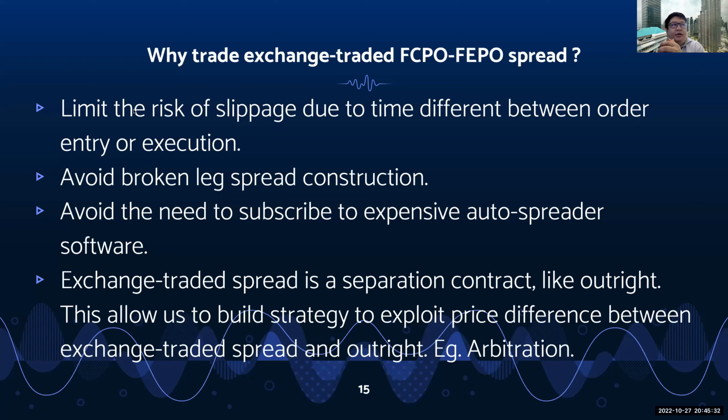And then the exchange traded spread is a separate contract. This exchange traded spread is actually a separate contract from the outright. So with this outright and the spread contract, we can also exploit inefficiency, meaning that there is an arbitrage possibility that you can catch.